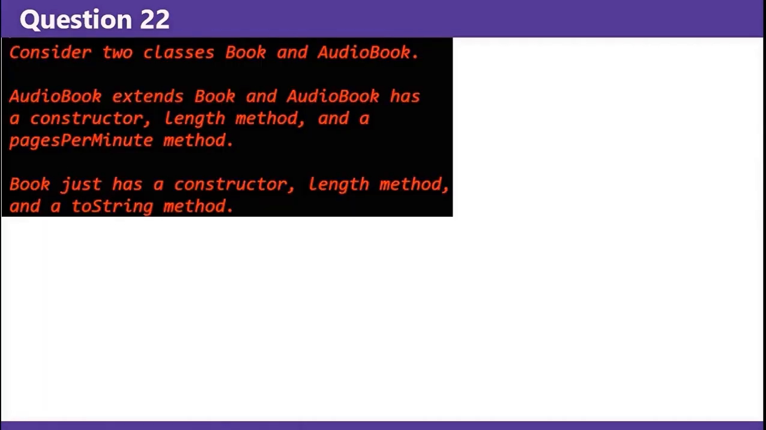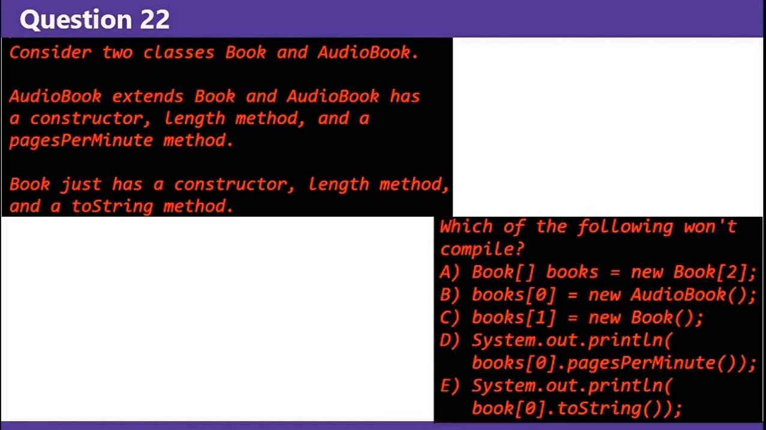Question 22 describes a book class and an audiobook class. This question is incredibly tricky as answer choice D won't compile. Even though the book at index 0 is an audiobook object, once it gets put in an array of type book array, its audiobook methods can no longer be called.